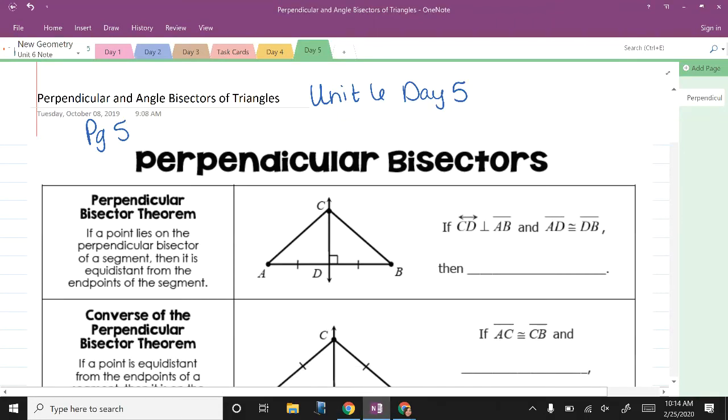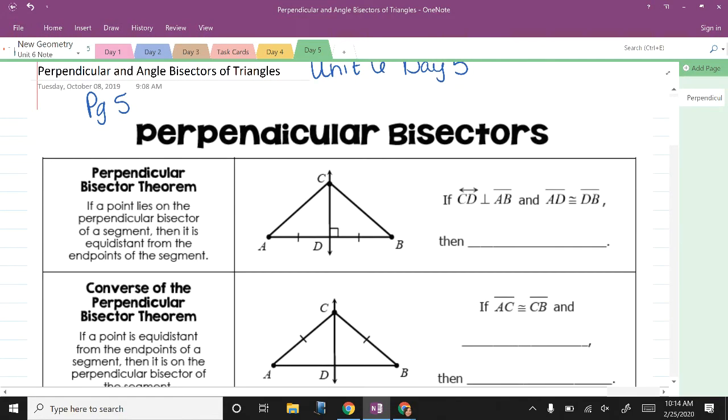Triangle relationships. We're going to talk today about perpendicular bisectors in triangles. We've talked about perpendicular bisectors before, saying that a bisector splits something in half into two congruent parts, correct? It can be for a segment or an angle. And a perpendicular bisector does it in a way that forms a right angle.